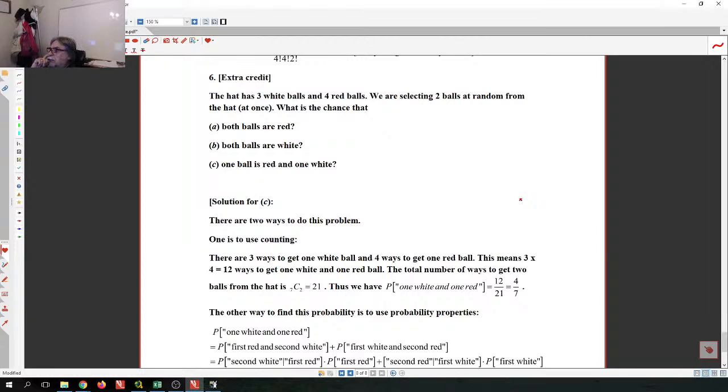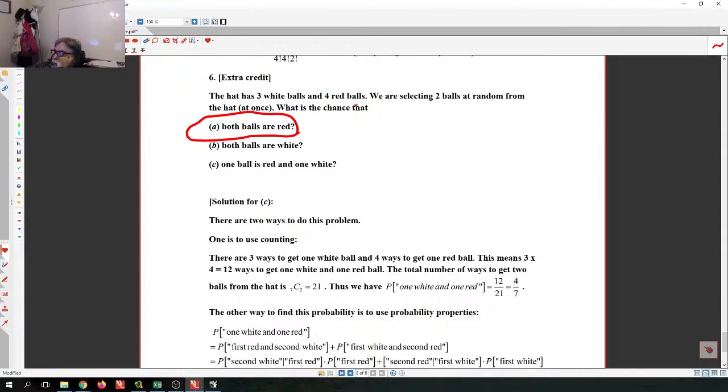So let's see number 6 here. Number 6 is a very interesting problem because it shows you again that you can calculate something by using counting, but you can also calculate the same thing by using the properties of probability. I'm thinking about what I want to do first. I want to do the A part first. I'm going to leave the B and C part to you.